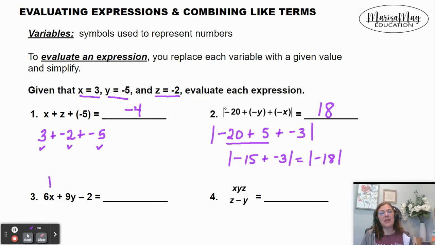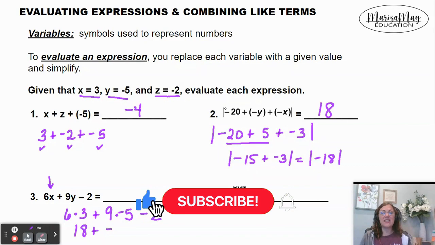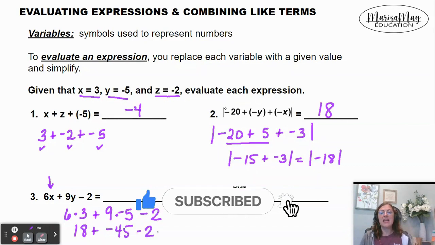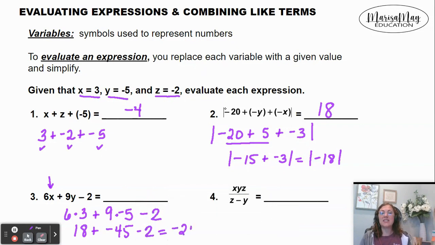Now, what about on number 3, when we have numbers being written beside the variable? That means multiply. So 6x means 6 times 3, since the x is 3. And 9y would be 9 times -5, since the y is -5. And then -2. Now remember here, we need to use our order of operations to simplify. So 6 times 3 is 18. 9 times -5 is -45. And then we simplify from there. So 18 plus -45 gives me -27. And -27 minus 2 gives me -29.